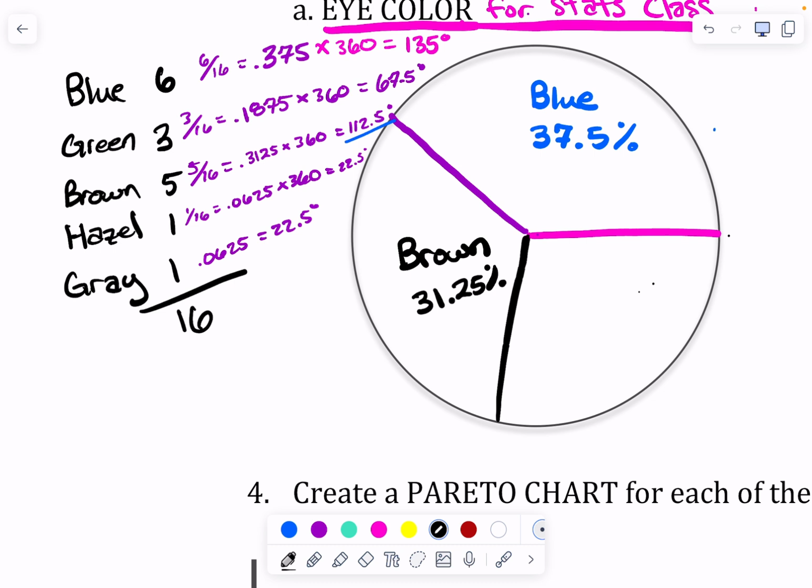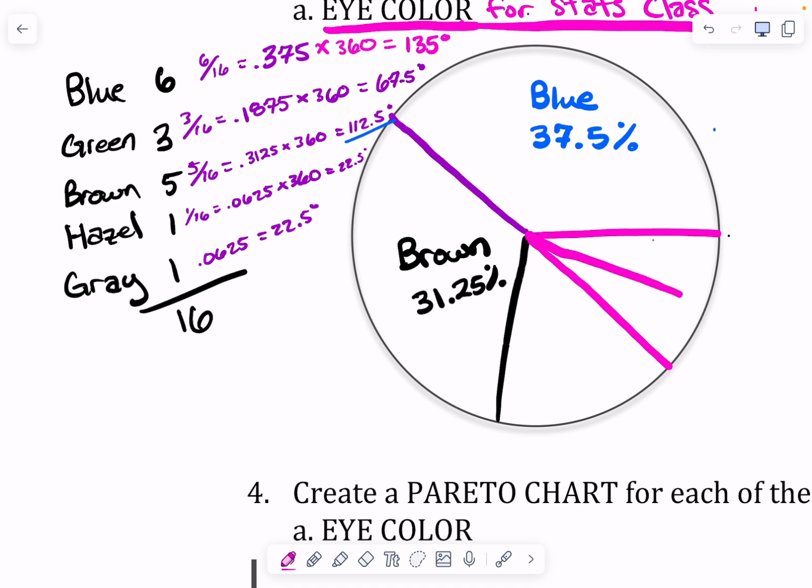Next is 67.5. This is 90. This is 45. 67.5 is that. I'm just going to leave those other two because those were both 22.5. Except he's not in the middle. I messed up. My eraser's not erasing very well. Hold your line down. There we go. Got it.